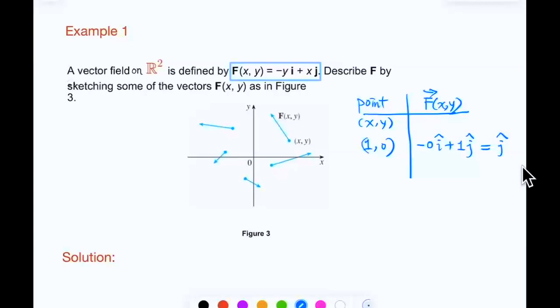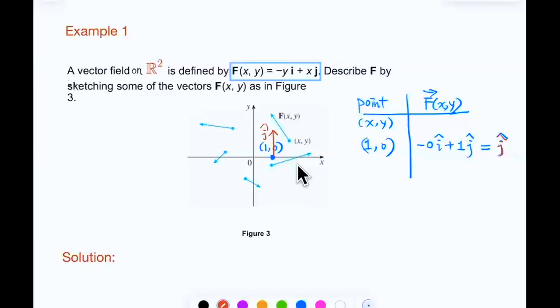So at (1, 0), so let's think about maybe over here. Wait, (1, 0) is this one. Okay, and then we're going to associate this vector j, right? j is a vector pointing upward, right? That's the j vector. So you will have a vector here associated with this point. That's the output of this vector field at this point.